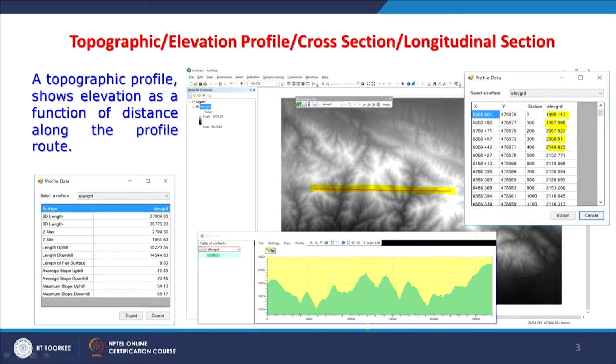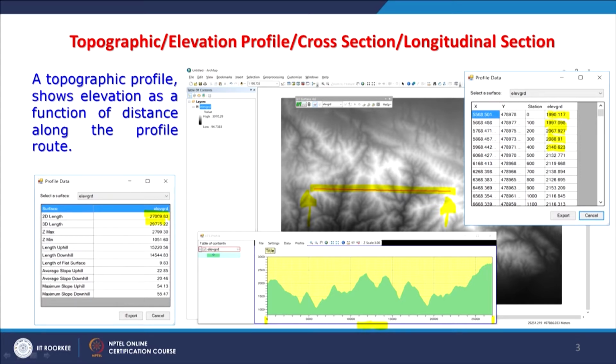So, here on the x axis you have the distance. Suppose my plot starts from west to east. So, my distance 0 is here, the maximum distance is here, and whatever the changes in elevation along that line are plotted here. Obviously, you can get a few more data sets because these are the things which are required. So, you get the 2D length and 3D length.